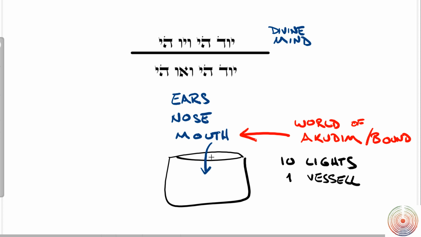But we also talked about that with the ears as well, where it was 5 partsufim, which contained light, but that's still light. There was no vessel at that point. There were 5 partsufim, and that's just a different way of grouping the lights. Because we said 10 lights, 10 sefirot, can be grouped as 5 partsufim. Again, partsuf being a complete sephirotic system. But those are only lights. There was no kalim yet.